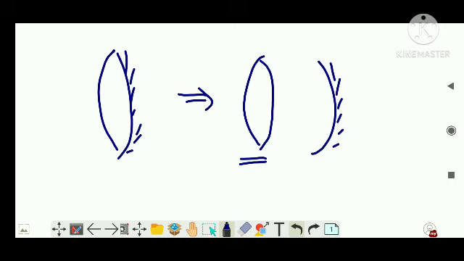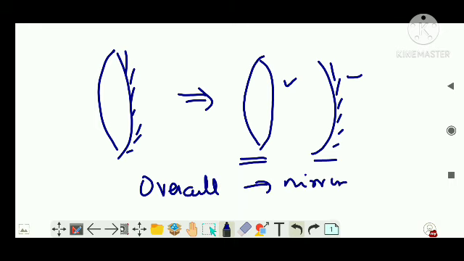That is a convex lens and a concave mirror, right? So keep this in mind. When a lens and mirror are combined, the overall characteristic is that of a mirror. That means if lens and mirror come up, then mirror is the hero. So the total characteristic of this combination is that of a mirror.